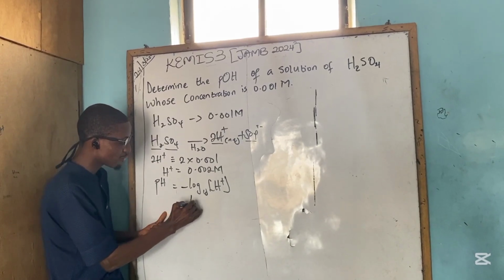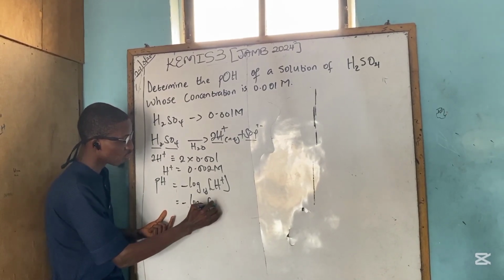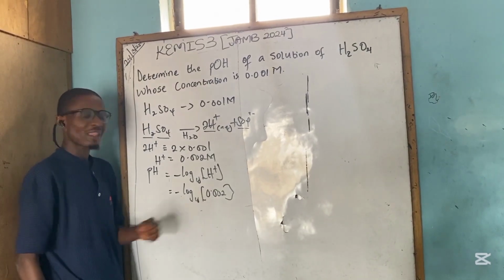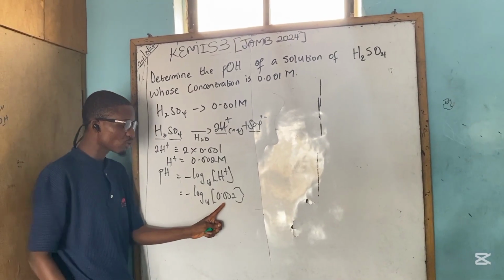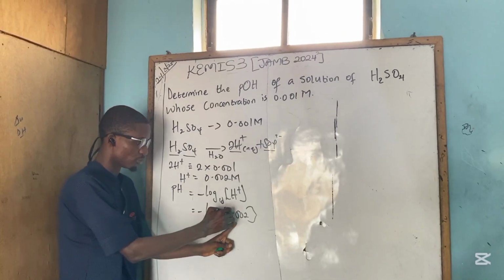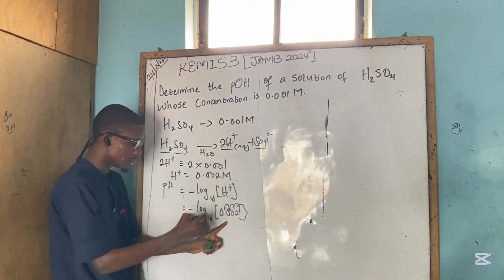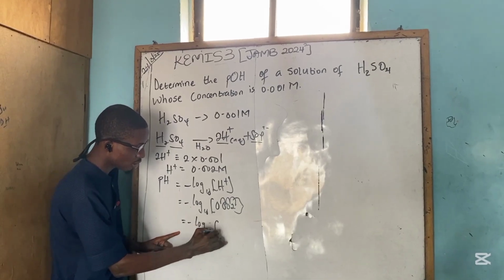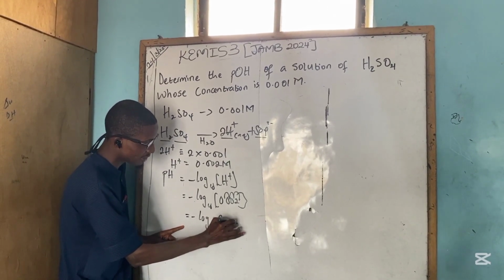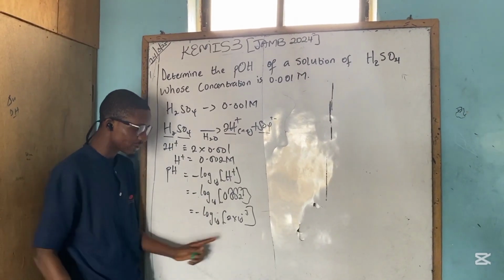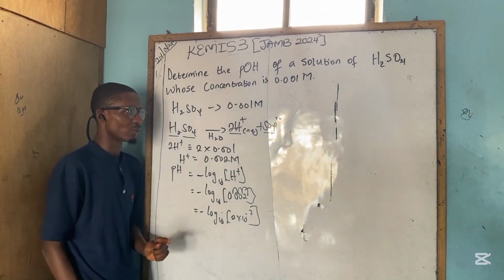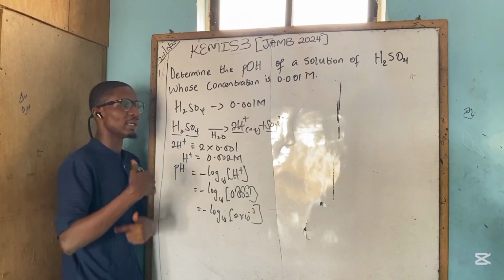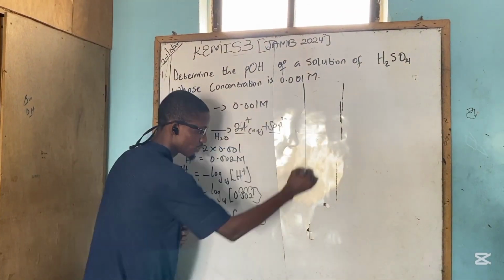So we have negative logarithm to base 10 of 0.002 molarity. Now, for easy calculation, let's turn this 0.002 into standard form. We have 1, 2, 3. So it is the same thing as negative logarithm to base 10 of 2 times 10 raised to the power of minus 3. This is the standard form of this particular value. Now let's do our mathematics like someone in SS1 class. So let's continue from this place.